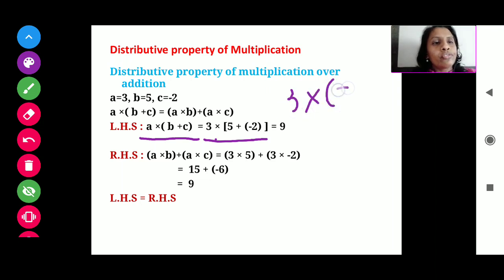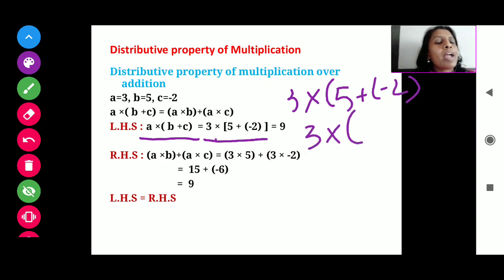3 into (5 plus minus 2). So 5 plus minus 2 will be 3. So 3 into 3 will be our answer, 9. Right hand side we will check again.